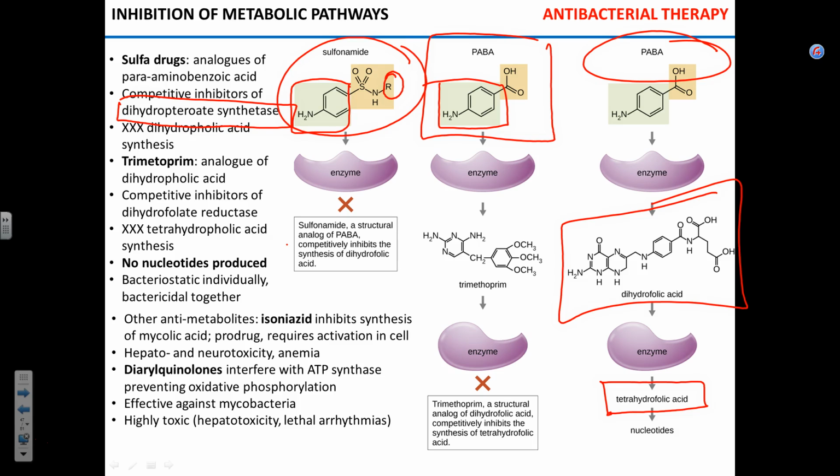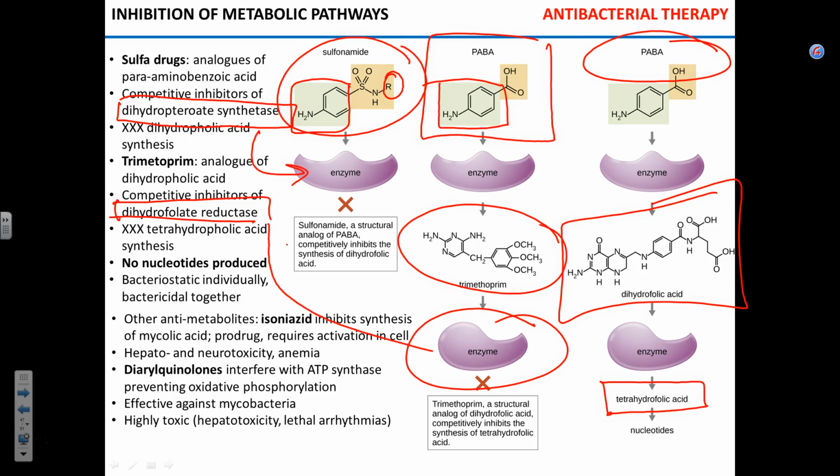Another drug that affects the same pathway is trimethoprim. Trimethoprim binds to the active site of another enzyme in the same metabolic pathway. That second enzyme is called dihydrofolate reductase, and it blocks the synthesis of tetrahydrofolic acid as well. Does that make sense?